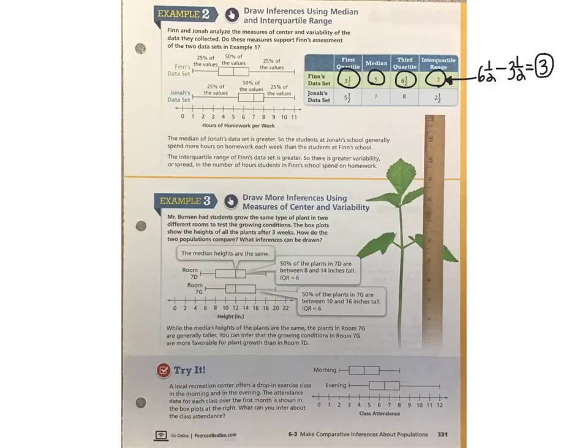In Jonah's data set, his first quartile was 5.5 with a median of 7 and the third quartile of 8, making his interquartile range 2.5. Again, that comes from the difference between 8 and 5.5. So what we can notice here is not only is the median of Jonah's data set greater, the students at Jonah's school generally spend more hours on homework each week than students at Finn's school.